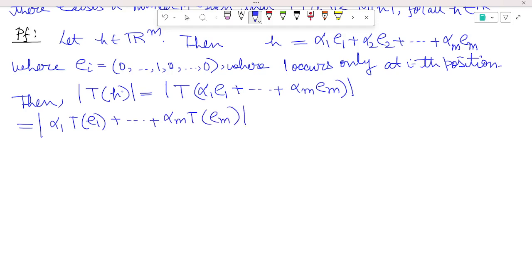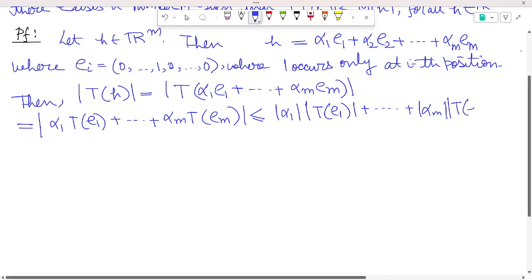Now I can use the triangle inequality to conclude that the norm is less than or equal to the modulus of alpha 1 times the norm of T(e1) plus ... plus the modulus of alpha n times the norm of T(en).